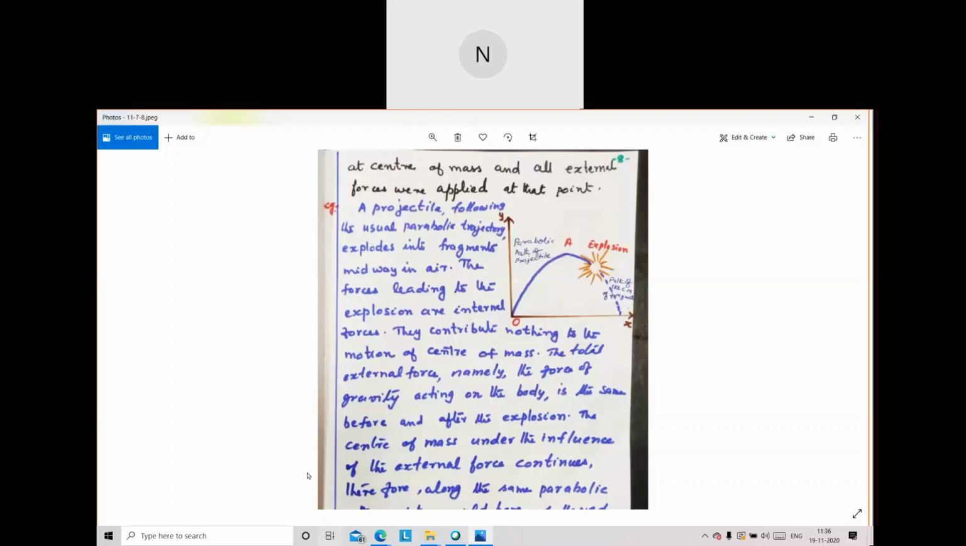Which force is it? Please tell. Gravitational force. Correct answer. Give a clap to him.